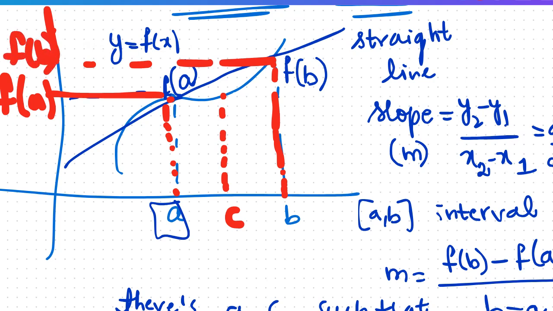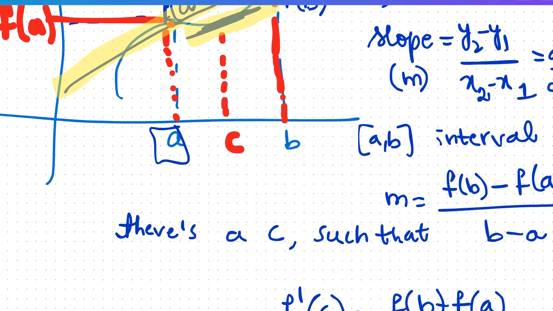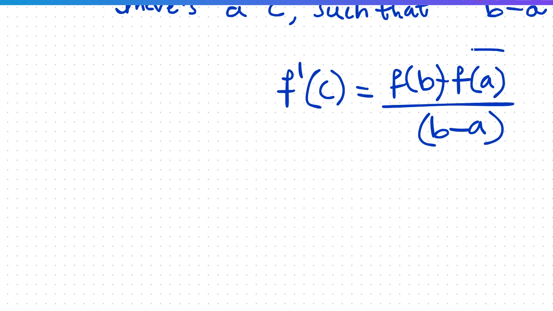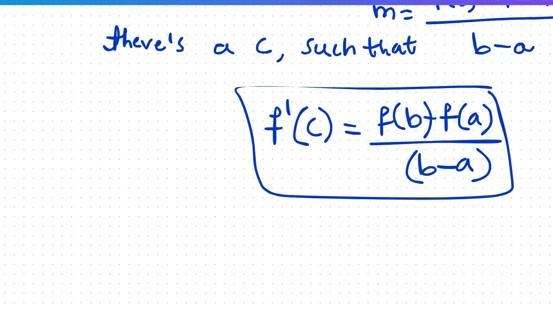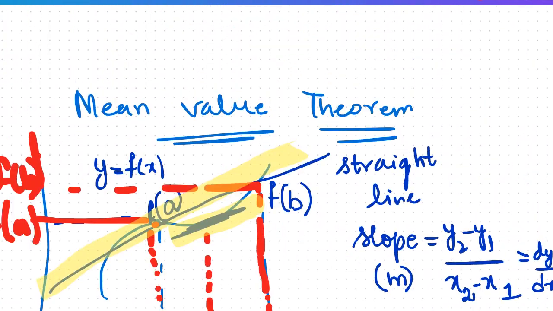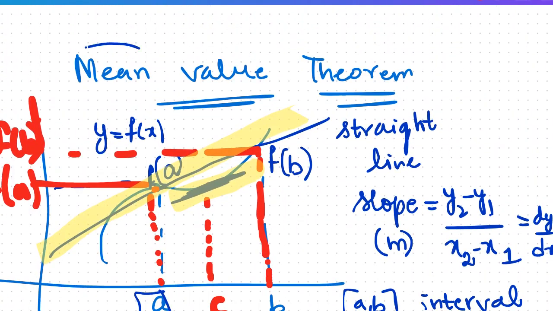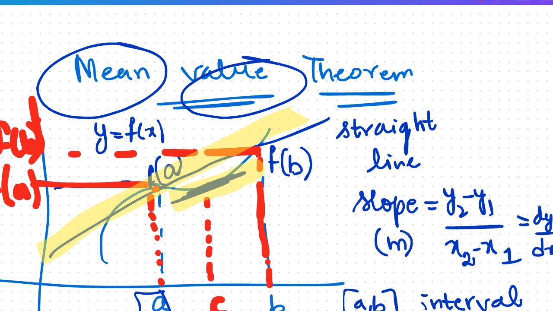So f dash of c means it is a tangent line, like this. So basically what I'm saying is this line slope and this line slope are equal because they will be parallel. Parallel lines mean same slope. So the concept is there lies a c in between a and b such that f dash of c is equal to (f of b minus f of a) upon (b minus a). This is Lagrange's mean value theorem, or simply the mean value theorem.